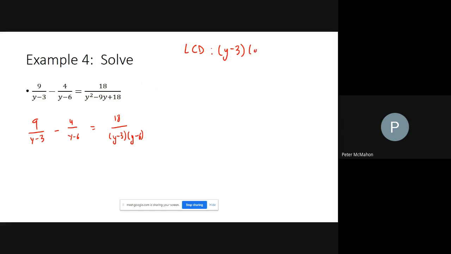Y minus 3, y minus 6 is my lowest common denominator. So we're going to multiply that to both sides of the equation.